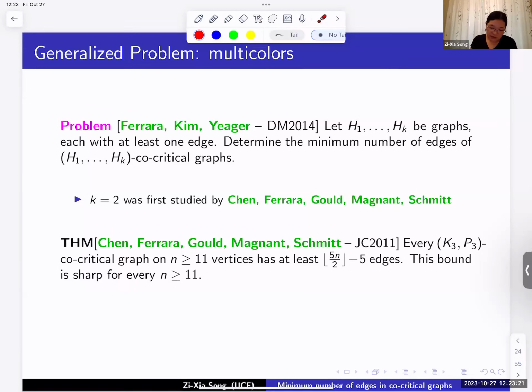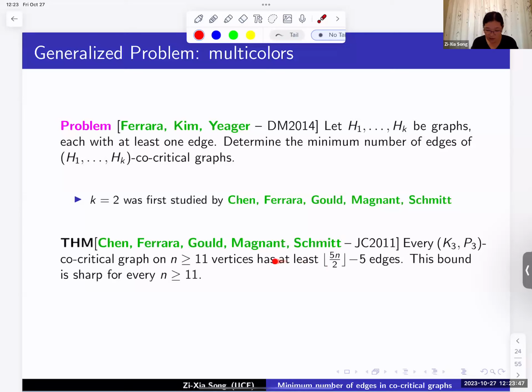Before he came here, there was also a paper. Michael Ferrara continued this work, and this was a GRWC project. With two graduate students, they did the multicolor version. So the H_i do not need to be complete graphs. For any general case, can you determine the minimum number of edges of these co-critical graphs?